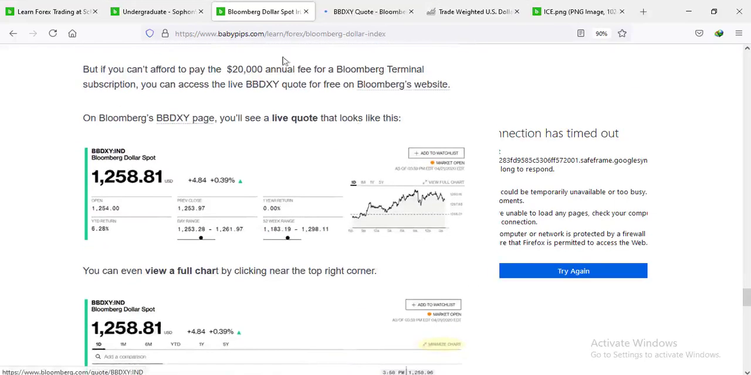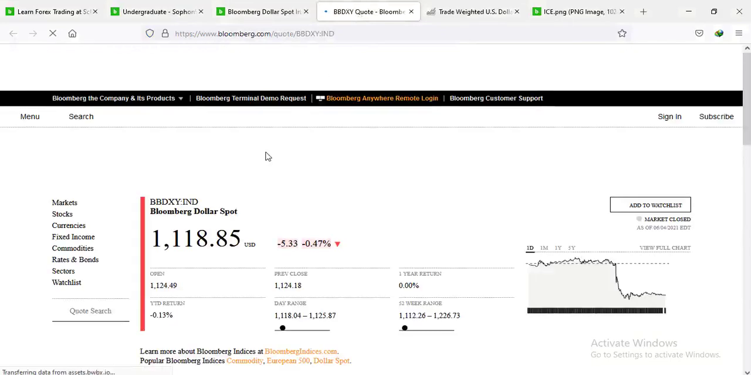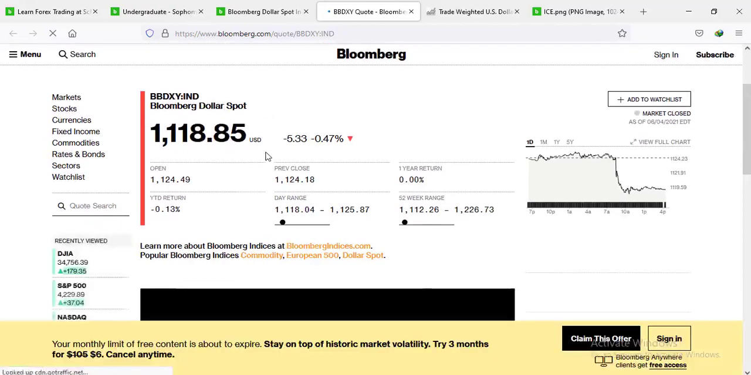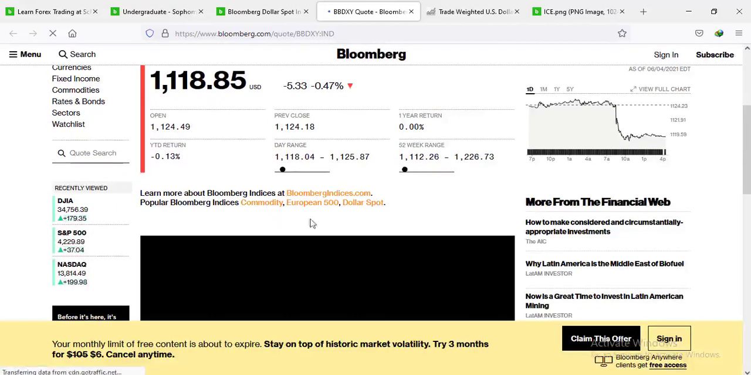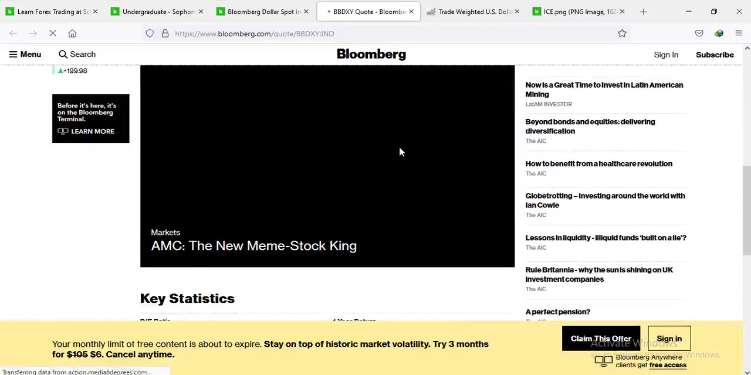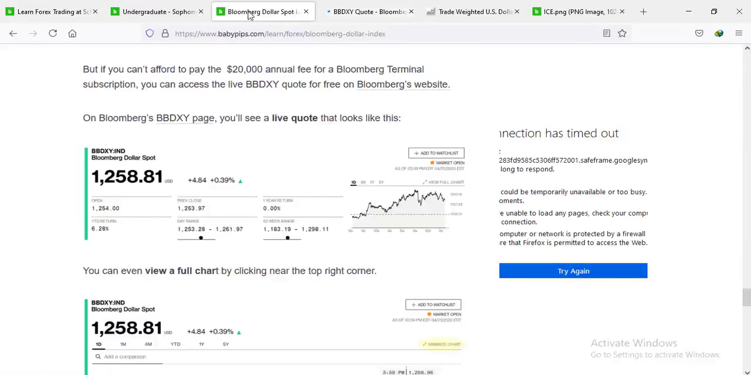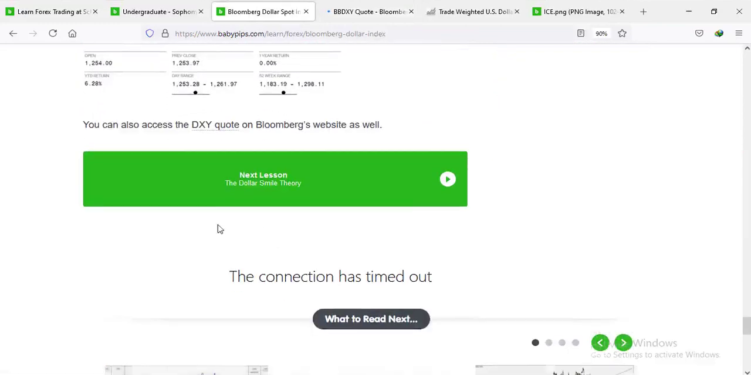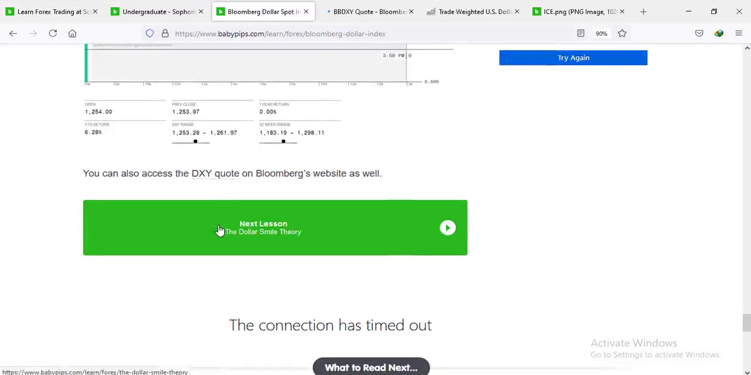So here is the feed. Here are the Bloomberg dollar spot index figures, and you have the right to do more research about that. That brings us to the end of that lesson. Next lesson we're going to talk about the dollar smile theory.